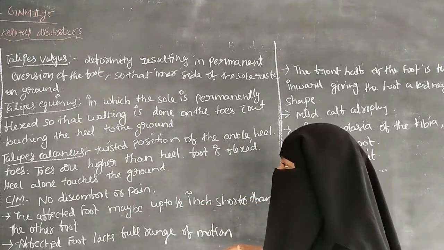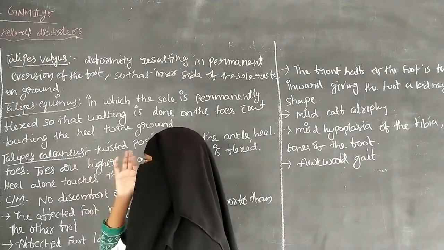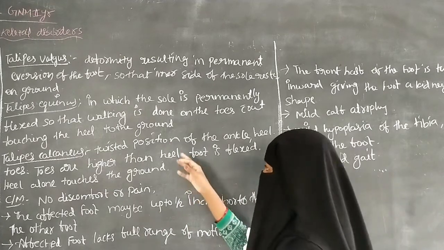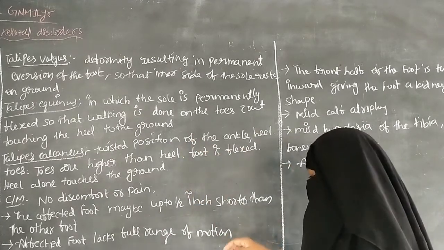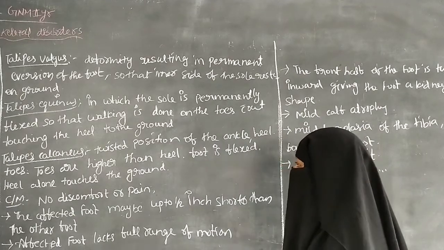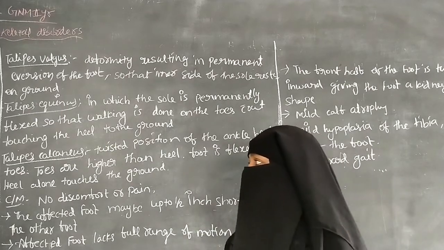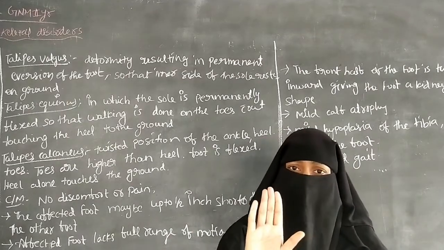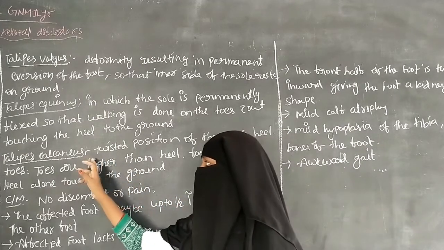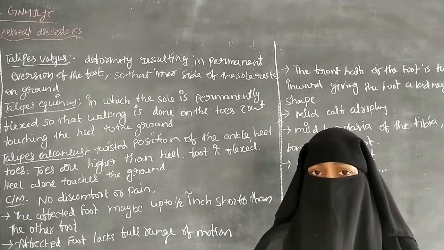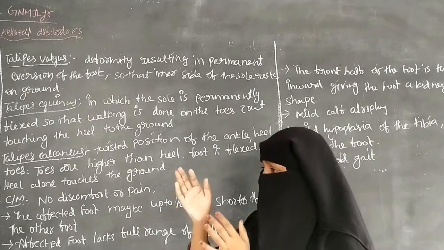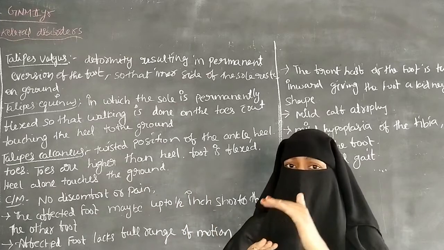And next one is Talipes calcaneus. In Talipes calcaneus, this is a twisted position of the ankle, where the toes are higher than the heel. The toes are high, so the foot is flexed upward. In Talipes calcaneus the foot is extended upward, so the heel is on the ground and the toes are upside.